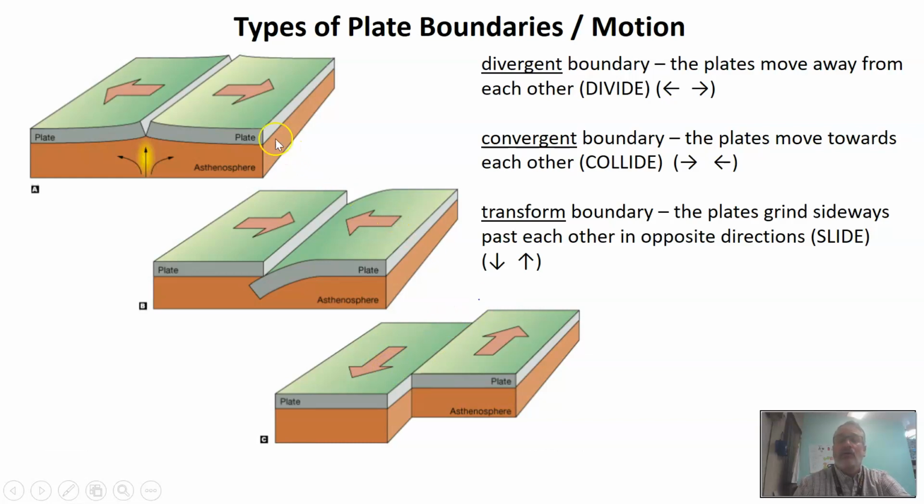So our three types of plate boundaries, once again, we have divergent boundaries, and the key word here is divide because they're moving away from each other. We have convergent boundaries. Our key word here is collide because they're moving towards each other.